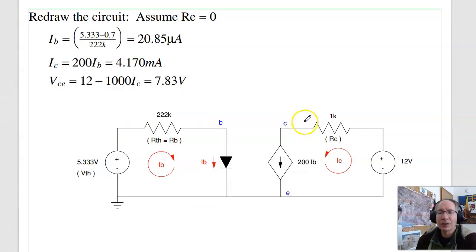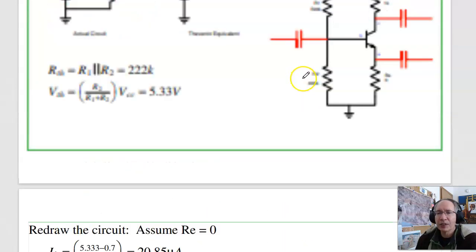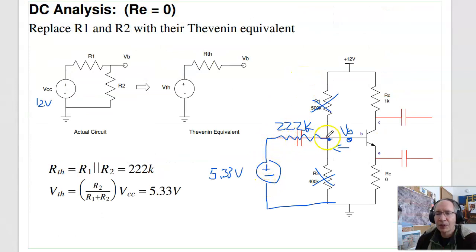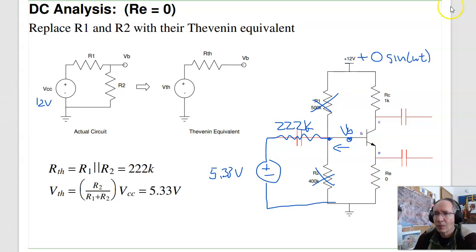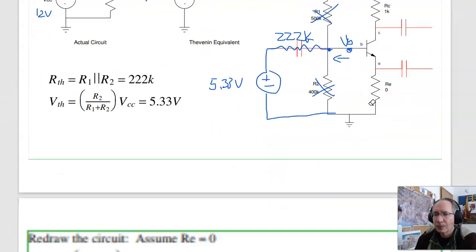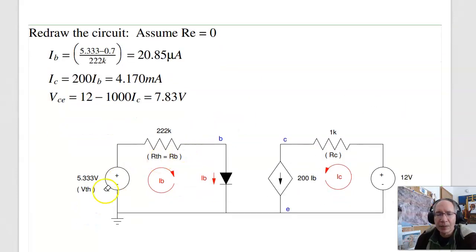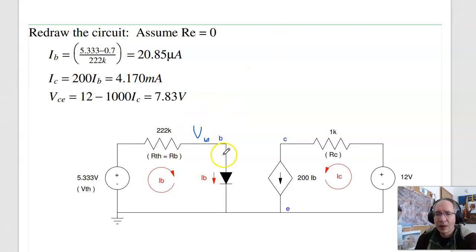Once I get the Thevenin equivalent, redraw the circuit. So again, I had the Thevenin equivalent up here, 5.33 volts, 220K, diode to ground. This is assuming RE equals 0. And then I've got the RC going to 12 volts. So what that looks like is I have my 5.33 volts going to RB. This is VB right here. VB goes to the emitter, which is tied to ground, through a diode. The emitter is tied to the collector through beta IB. Collector is tied to 12 volts through 1K resistor. So that's the same circuit, and that's kind of one trick in this class. If the circuit's confusing, redraw it. A lot of times it's a lot simpler if you redraw it.